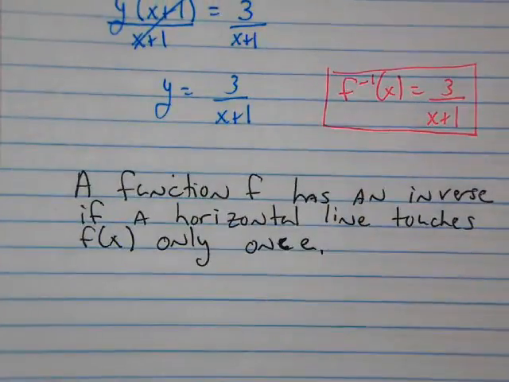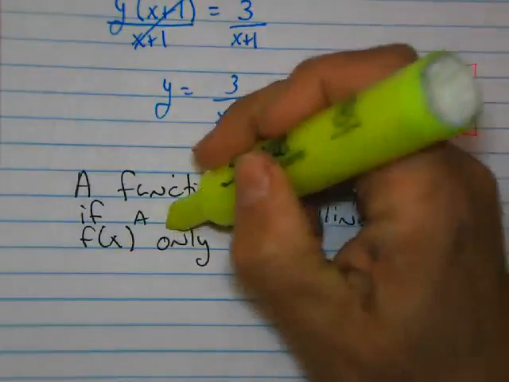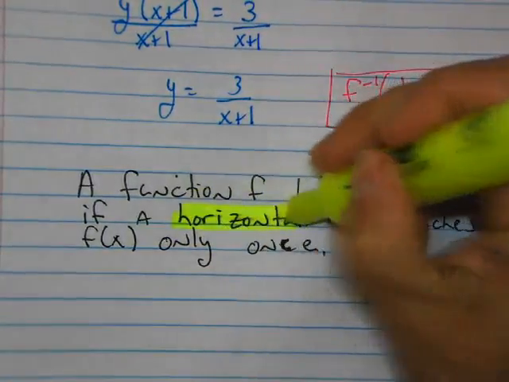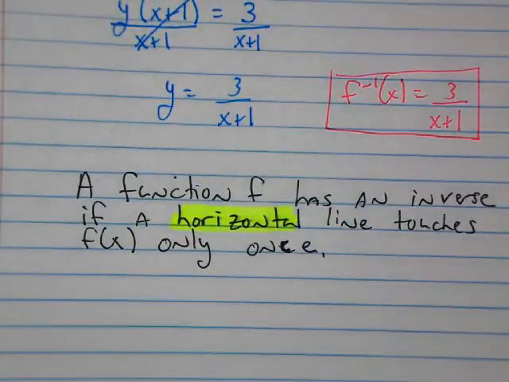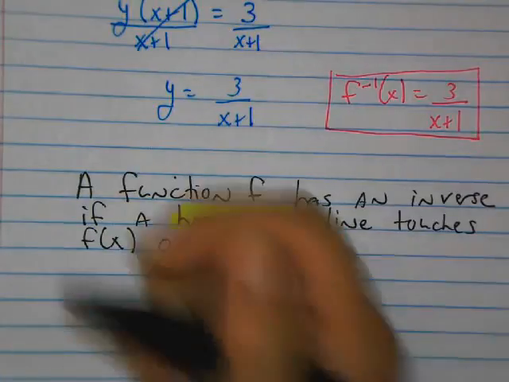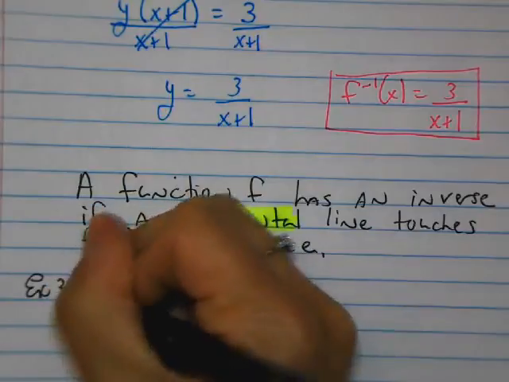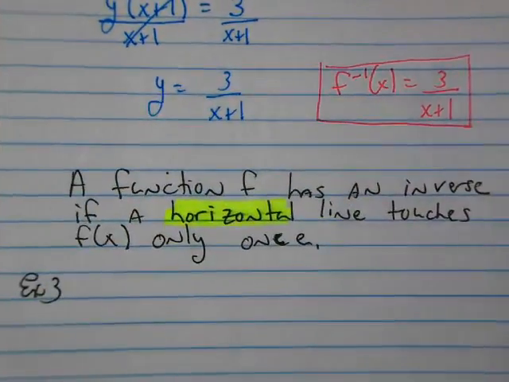Okay, keyword here is horizontal. Okay, so up until now we've done vertical, and vertical told us whether it was a function or not. So now we're going to utilize the same type of test, but with a horizontal line. Alrighty? So let's see what that's going to look like. This example should be much easier for you.